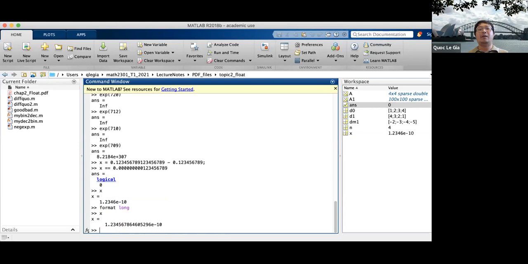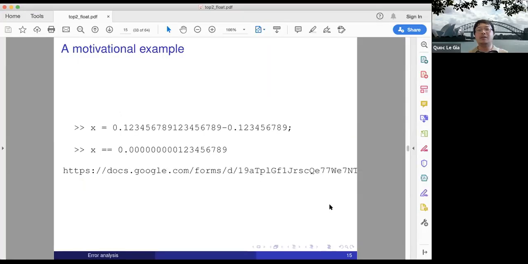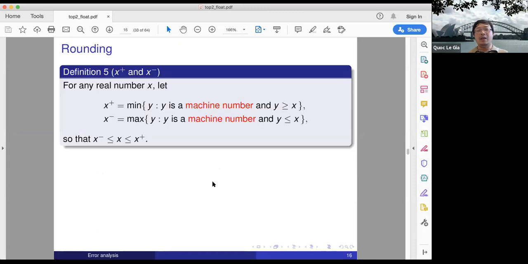So let me stop the MATLAB, and I want to share the slide again. So you see, there's something going on. It's not exactly as you expected.